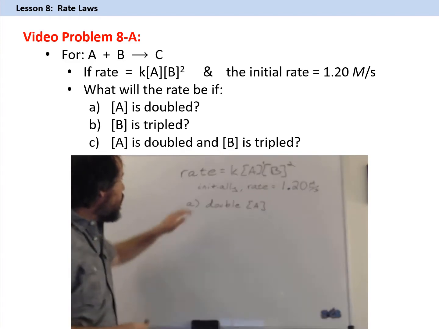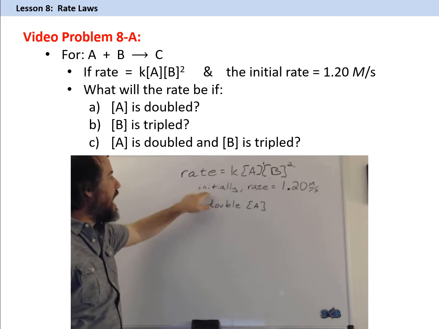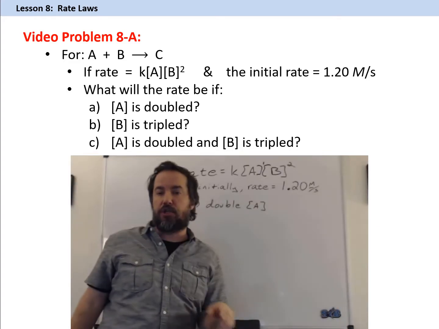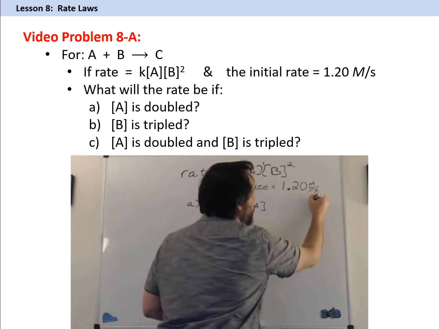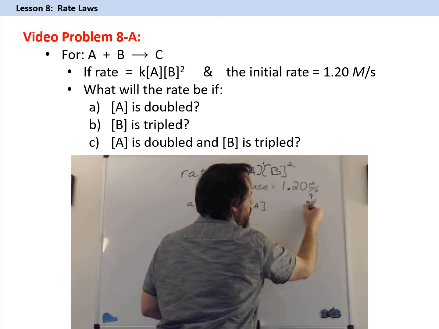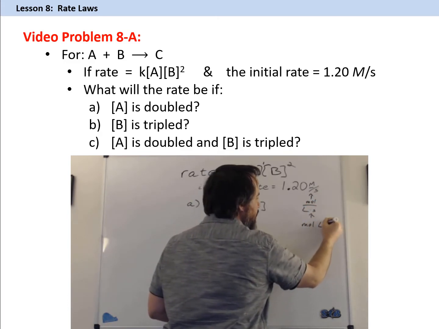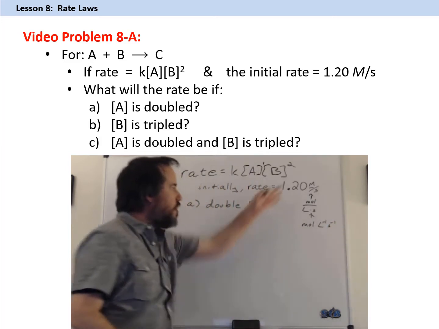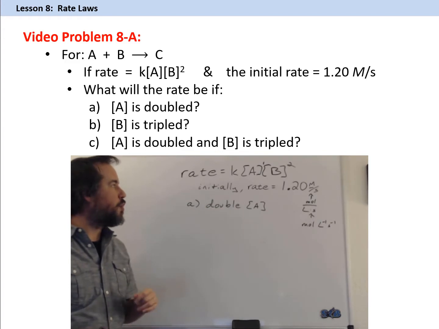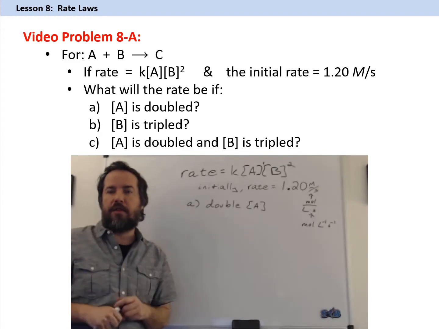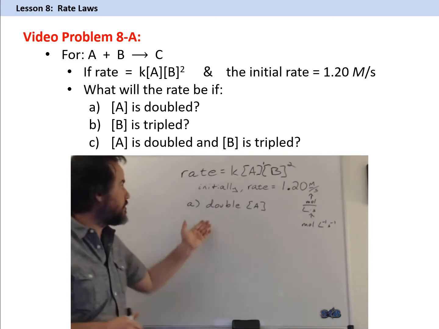Okay, so we're told in this problem that we have this rate law, and it has an initial rate of 1.2 molar per second, or this is also moles per liter per second, or moles times liter to the minus 1 second to the minus 1. All of these mean the same thing. Okay, so we're asked what happens if we double the amount of A. So let's see what happens.